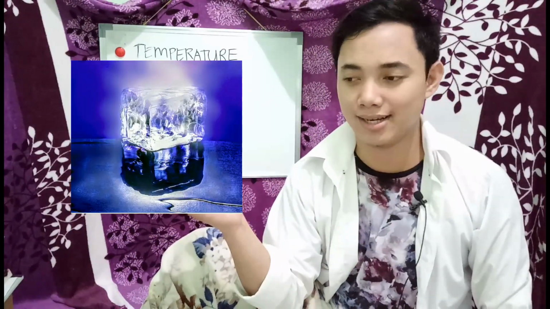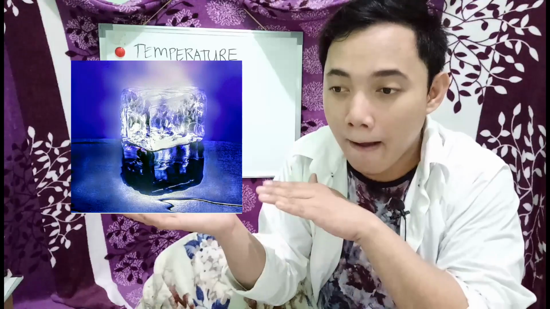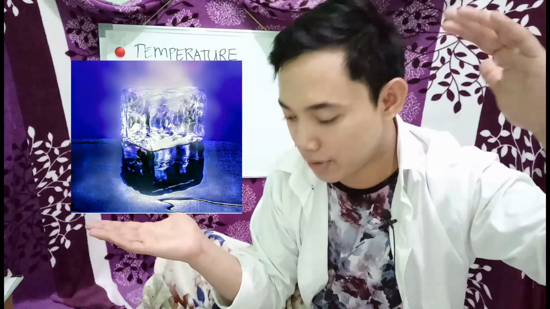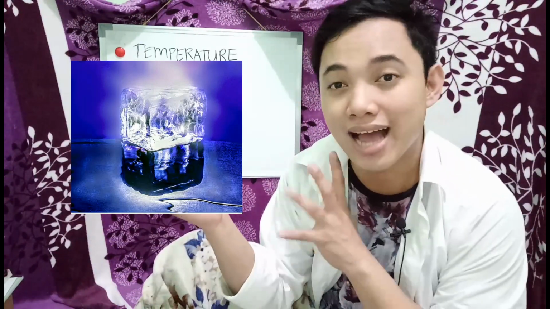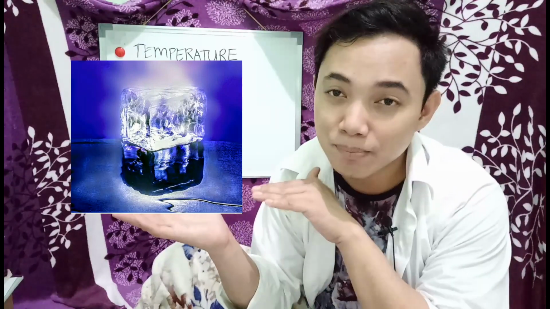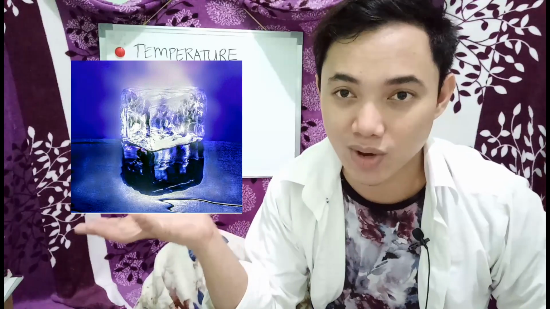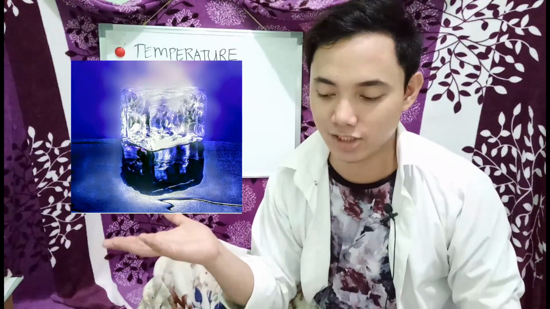Itong ice na to, di ba magme-melt siya? Meaning yung heat from the object, kung ako, yung heat na galing sa akin pupunta doon sa ice, kasi nga from higher na temperature pupunta sa low na temperature. So, yung low temperature yung ice, ako yung high na temperature. So, yung heat pupunta from my hand, pupunta doon sa ice, kaya magme-melt na yung ice. Yun yung movement ng heat or yung flow ng energy.